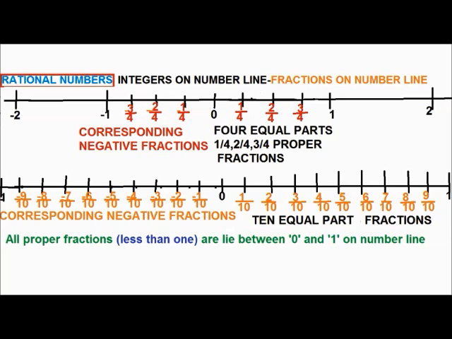So like this, if we divide 0 to 1 into 10 equal parts, we can show 1 by 10, 2 by 10, 3 by 10 like that up to 9 by 10 and also their corresponding negative fractions. All proper fractions lie between 0 and 1.